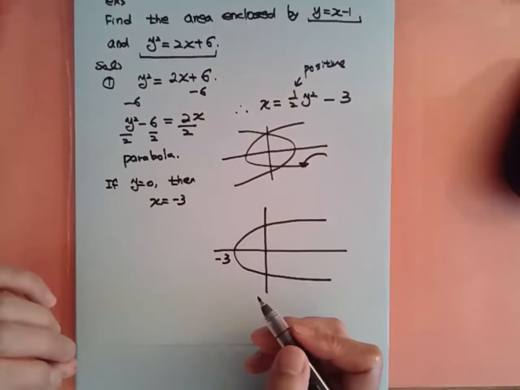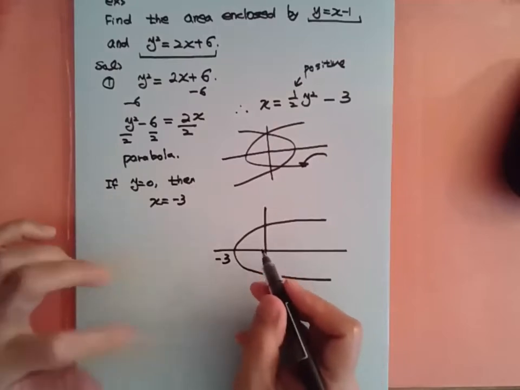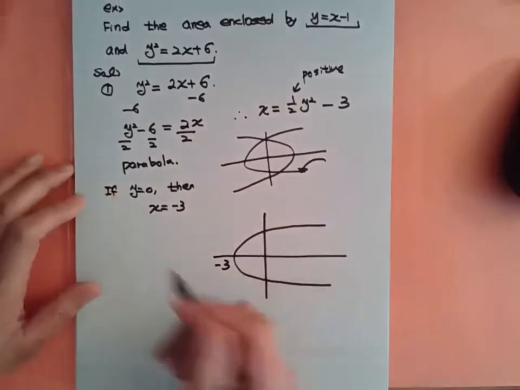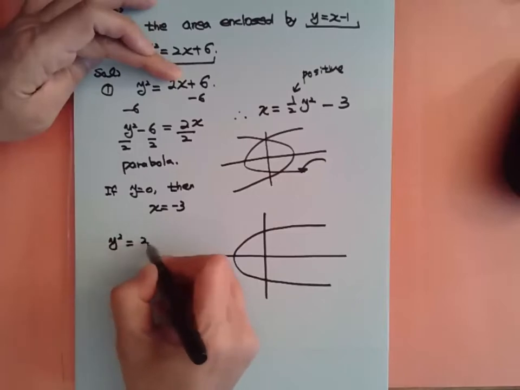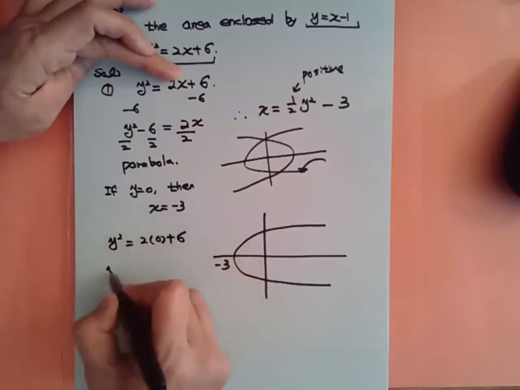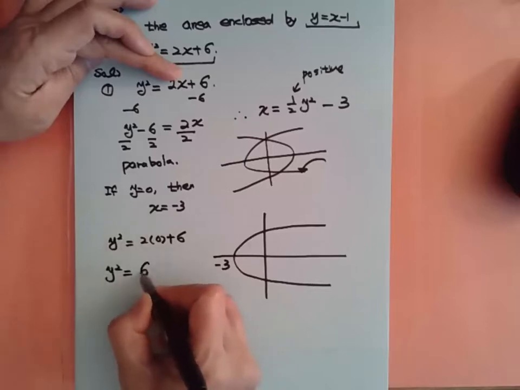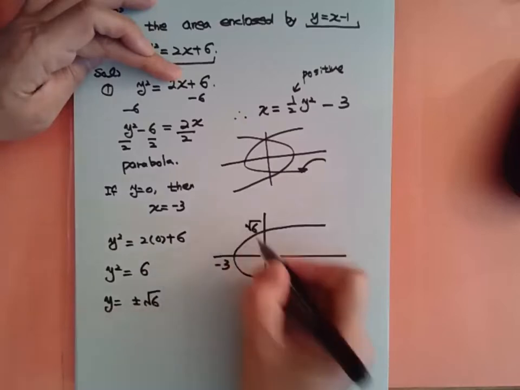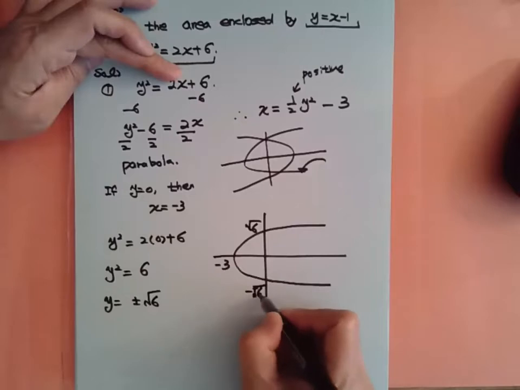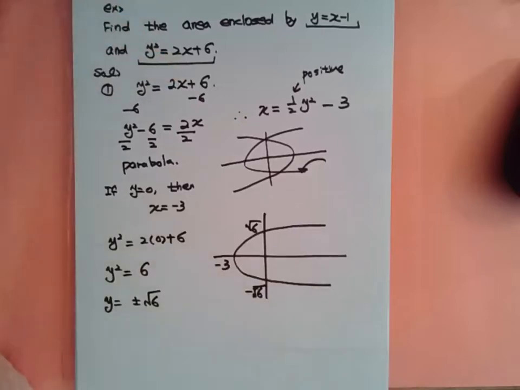And what are the y-intercepts? The y-intercept happens when x equals 0. So y squared equals 2 times 0 plus 6. So y squared equals 6. So y equals plus or minus square root of 6. So this is square root of 6, and this is minus square root of 6. So this is the graph of this function.